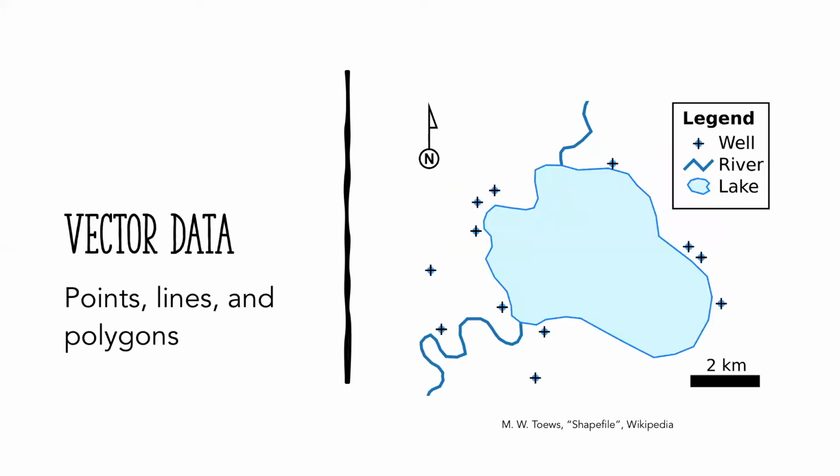The other type of data is vector data. Vector data can be points, for example, addresses or specific locations, lines, such as roads, and polygons, for example, geographic boundaries like counties, census tracts, or land parcels. In this example pictured here on the right, the wells are points, the rivers are lines, and the lake is a polygon. And all 3 are vectors.